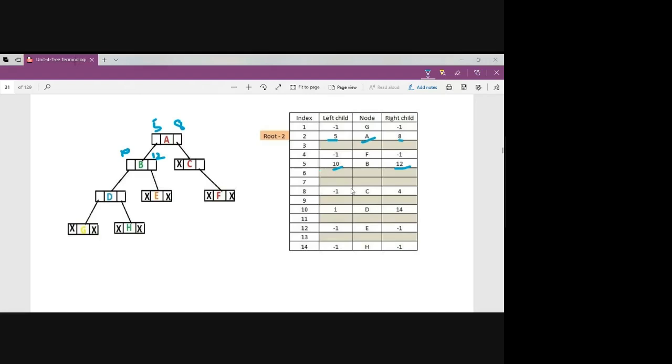Now again, C is not having a left child, so it is -1. And C's right is F. Where is F? F is in 4. So C will have 4 here. This is what will be stored over here.